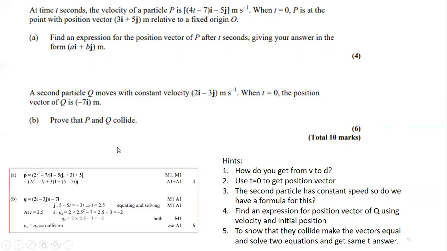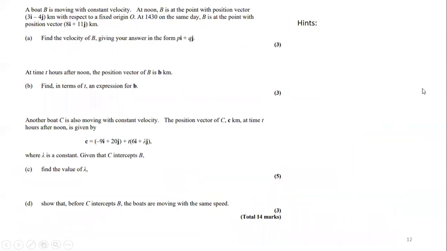So the answer's on the board. It should hopefully be t is 2.5, it gives you the same i's and the same j's. Okay, and last one.